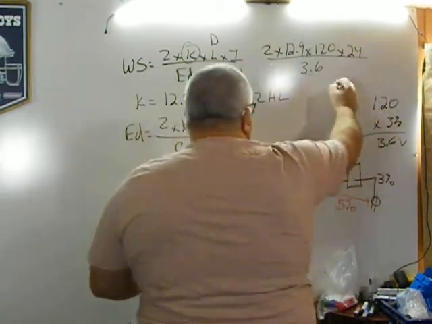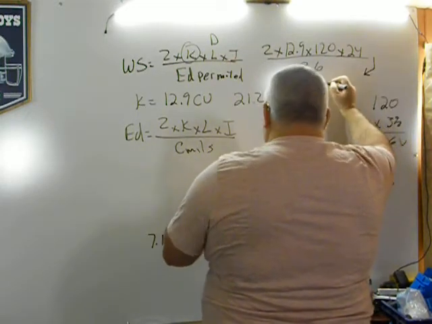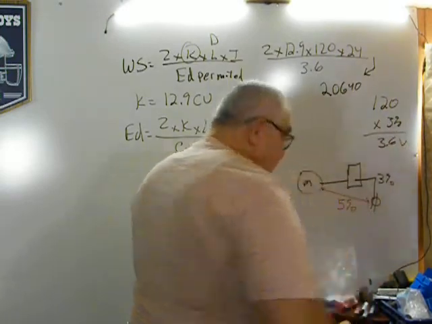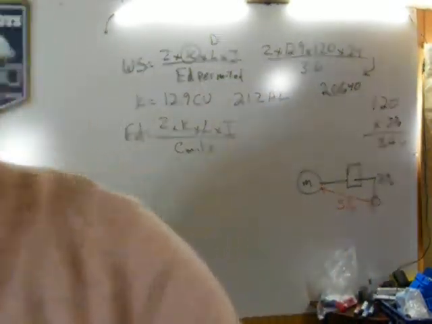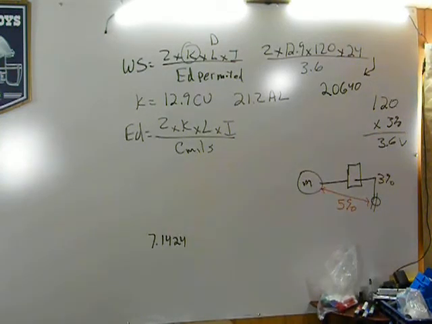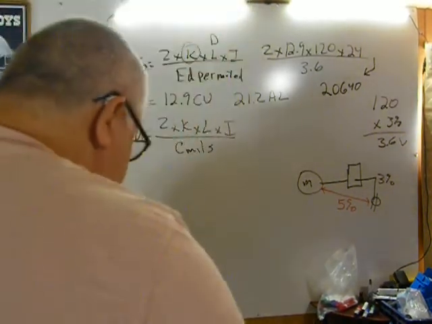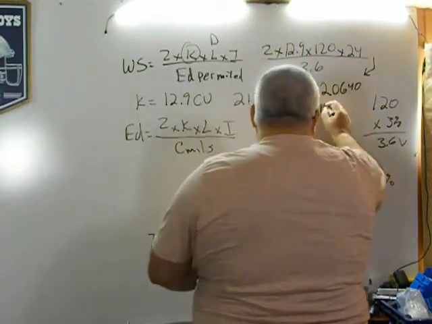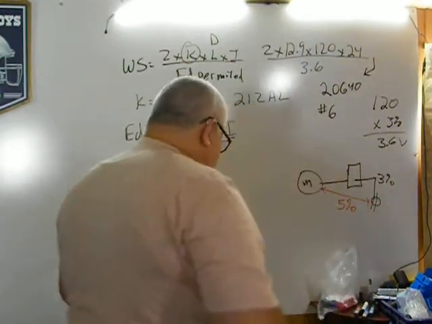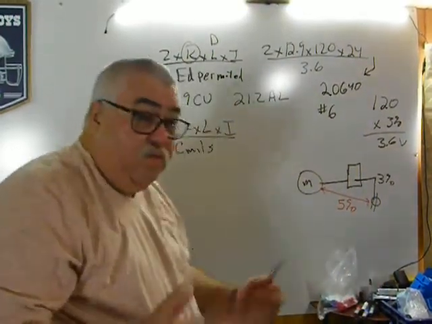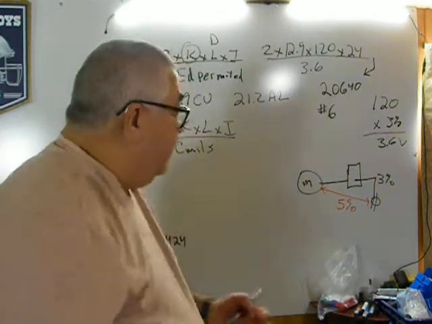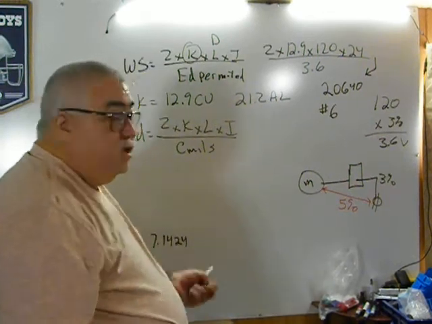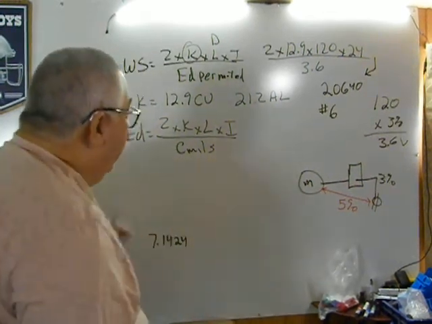So here, I need a wire that's 20,640. I would go to table 8. I need a number 6 wire. We haven't talked about wires, what wire types and everything else. We haven't talked wiring yet, we're just talking about a wire size. So I need at least a number 6 wire.